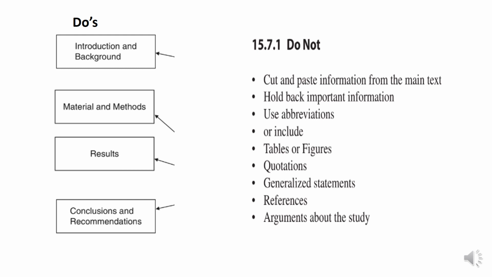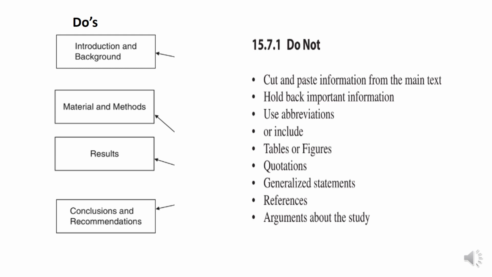If any important material is there, we can hold that information in the abstract. We don't need to put every piece of information in the abstract. Do not use abbreviations in writing the abstract, and don't include any tables or figures, and also don't use any quotations. You shouldn't write generalized statements in the abstract. This is the main important thing. We shouldn't write any generalized statements.